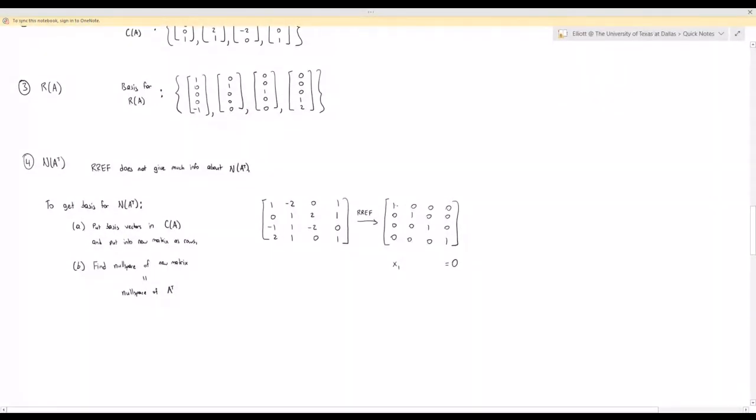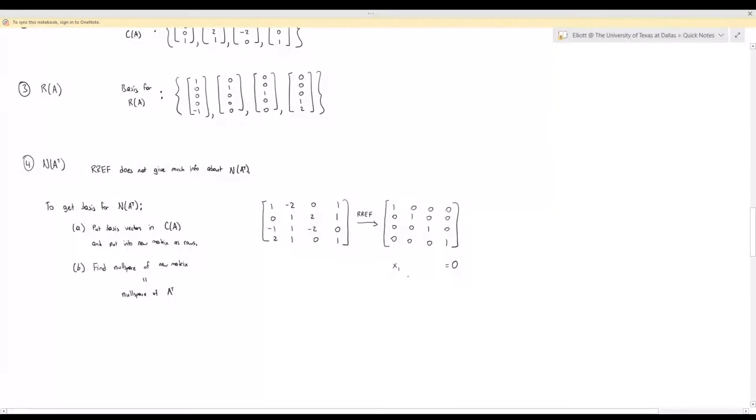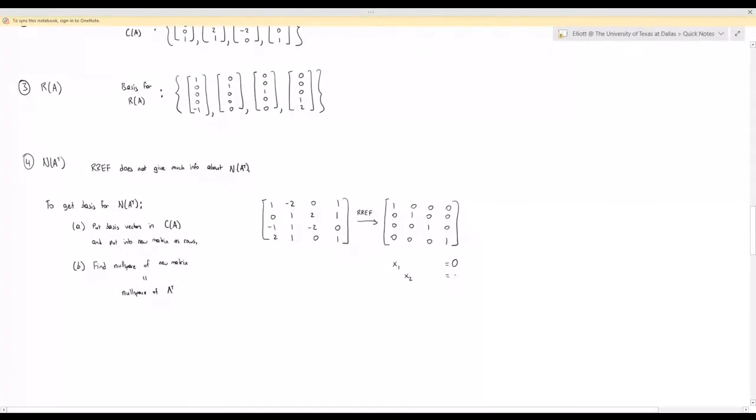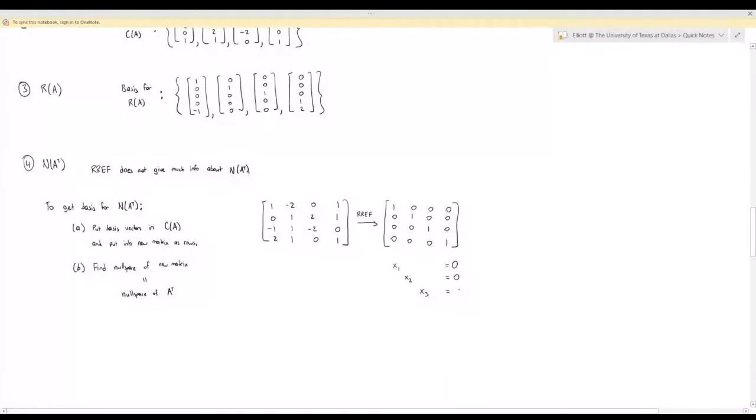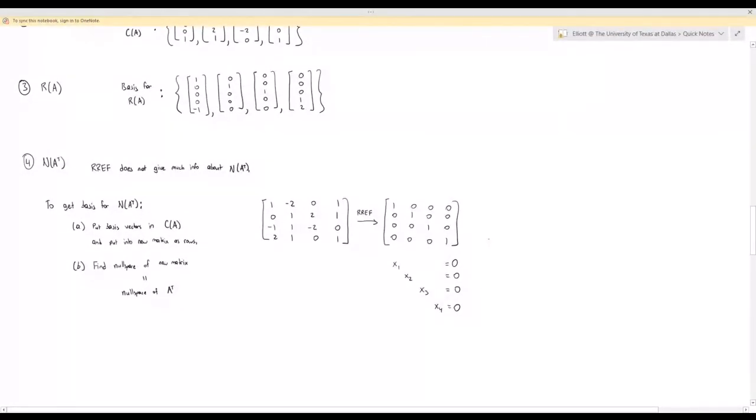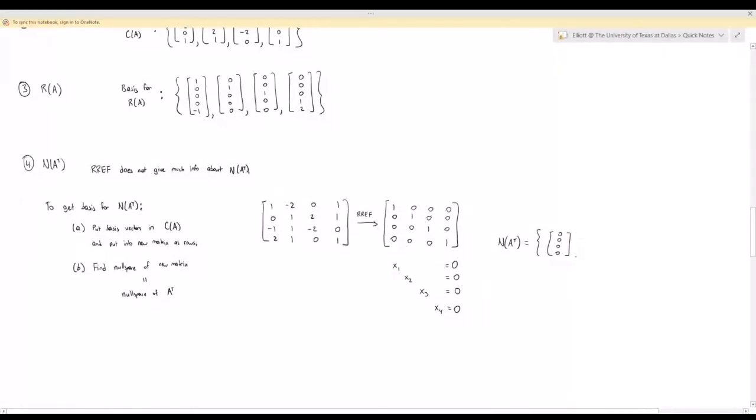Well, the first row will just give you one equation, x1 is 0. Second row gives you an equation, x2 is 0. Third row gives you x3 is 0. Fourth row gives you x4 is 0. So the null space of this matrix, which is the null space of A transpose, will consist only of the 0 vector. This was the only solution.